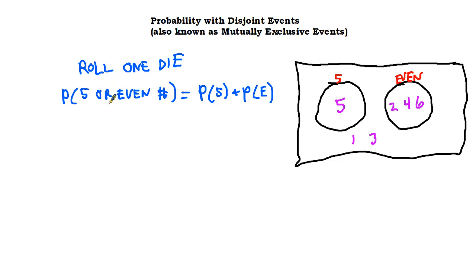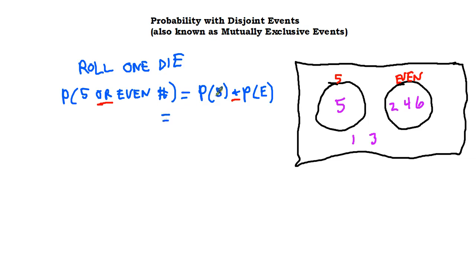I'd like to point out that if you are getting the probability of something or something else, we're going to add. I'm going to contrast that with the probability of getting something and something. When we did that, we multiplied, right? So now we're adding because we have this or that. Anyways, let's go ahead and calculate the actual probabilities.